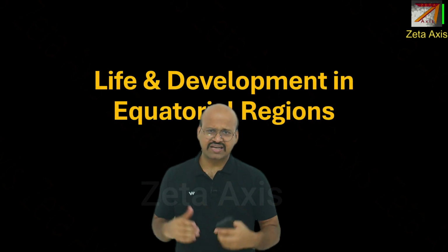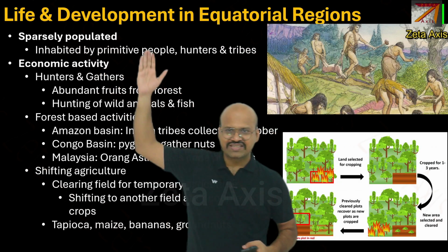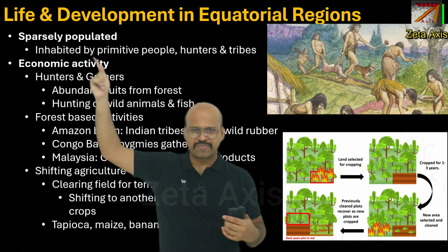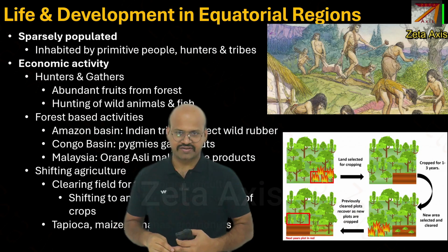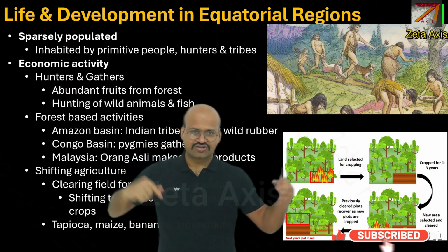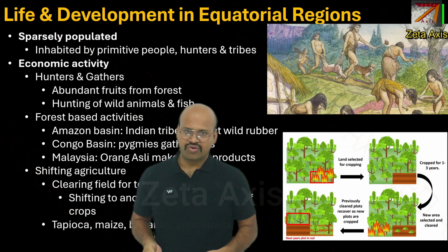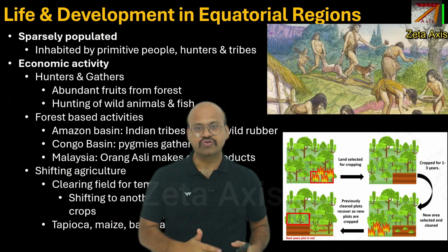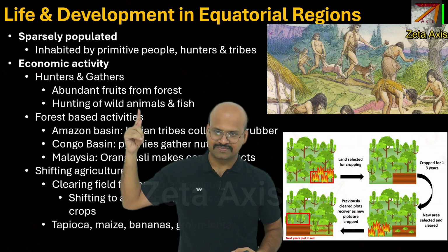Now let's try to understand the life and development in the equatorial region. These regions are generally sparsely populated because they are inhabited only by primitive people, hunters and tribes which have a primitive type of living. The economic activity is mainly hunting and gathering. So we can see these are the hunters and gatherers. They would either hunt animals or go and look for fruits because there are abundant animals, there are fishes, there are fruits. So they rely on these sources of nutrition.